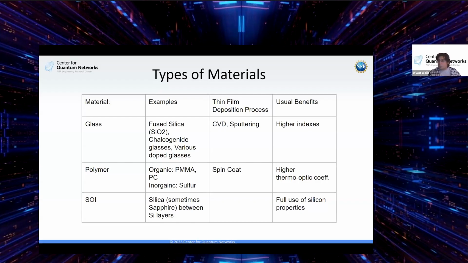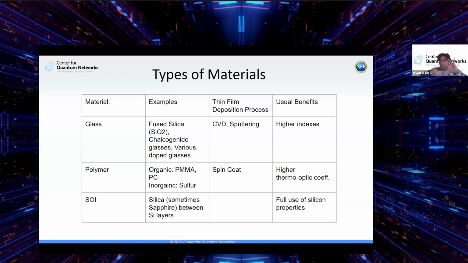These deposition processes we'll cover more in depth later. You can do things like chemical vapor deposition and sputtering mainly. And the usual benefit of glass is that it's usually a higher index. By higher index, I mean about a 1.5 to 1.8 index. Then you go down to a polymer.